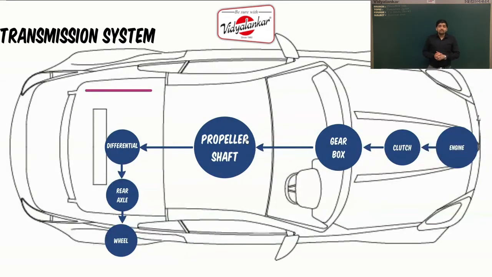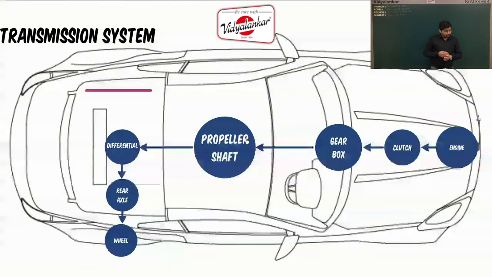So in power engineering we have already studied how in an engine the chemical energy of a fuel is converted into mechanical work. Today in automobile engineering let us discuss how this mechanical power available at the engine is transmitted from the engine to the wheels so that the car can propel. For that, let us start with the transmission system.